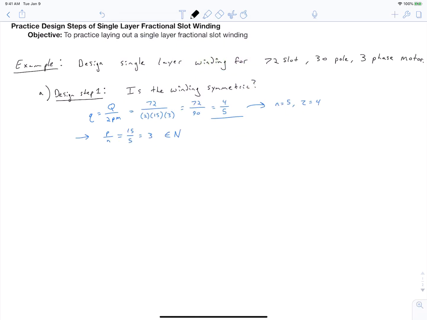And so we've determined our number of slots per pole per phase so that we can get into this form of z divided by n. And then we use our value of n in this expression to see if it's an integer, which turns out that p by n is 3, which is an integer, and therefore this symmetry condition passes. And then our second symmetry condition is that n must be coprime with m, our number of phases, and 5 is indeed coprime with 3, so this condition passes as well. And we now know that this winding is a symmetric 3-phase winding.